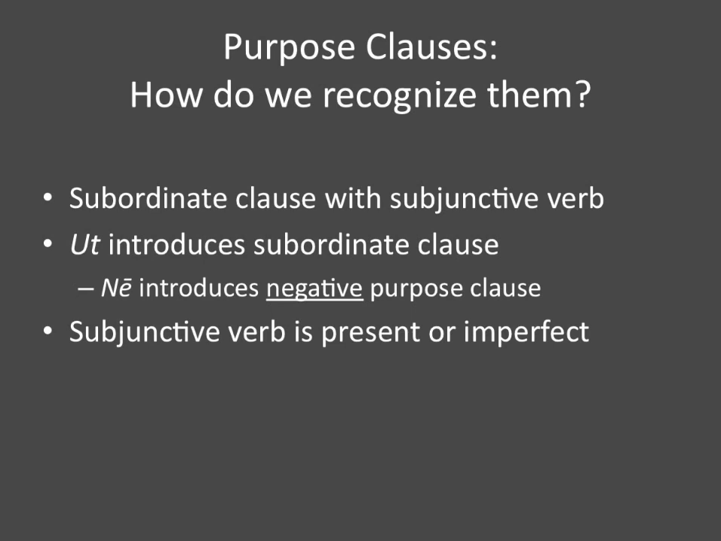As I already stated, the purpose clause is a subordinate clause and the main verb in this clause will be subjunctive. The subordinate clause will be introduced by the conjunction ut. If the purpose clause explains what the main clause was trying to prevent, so it is a negative purpose clause, the purpose clause is introduced by the conjunction ne. The subjunctive verb will always be in the present or the imperfect tense.